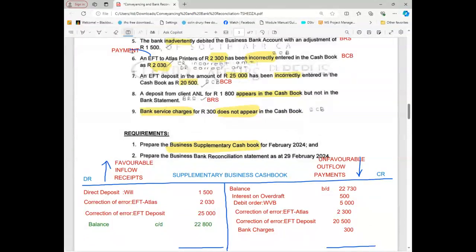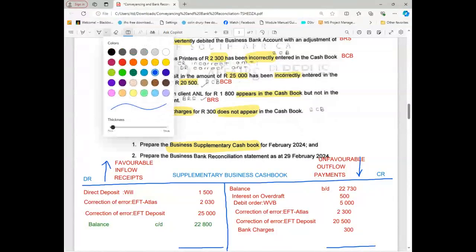But those which are appearing on the bank statement, not in our books, we call them adjusting items. Meaning whatever we recorded here in the cash book, these are called adjustments. We adjusted the cash book.